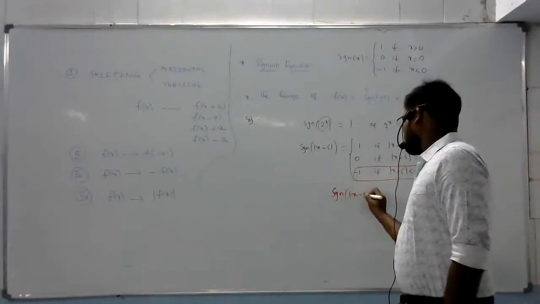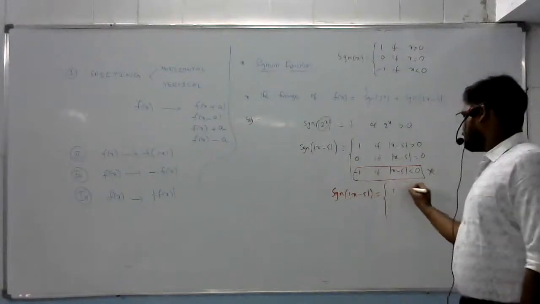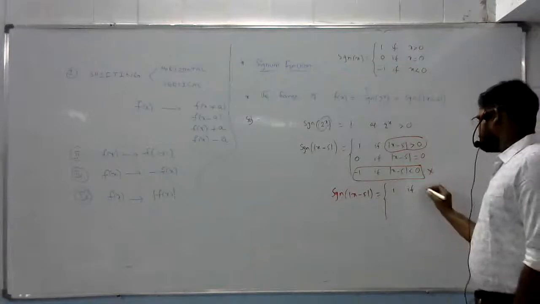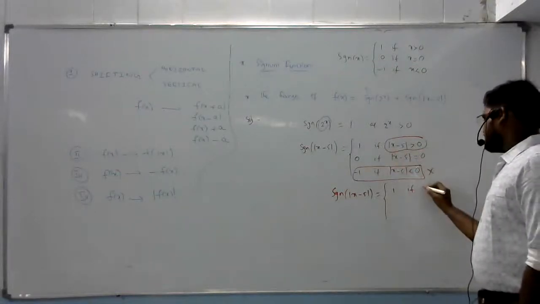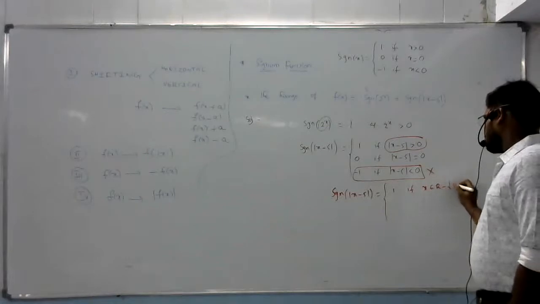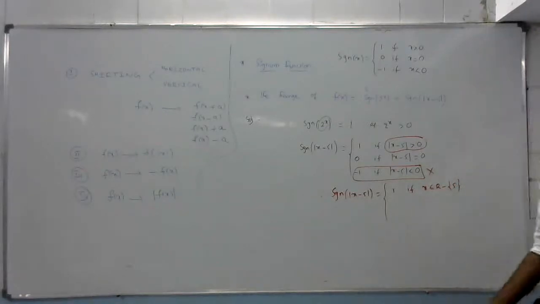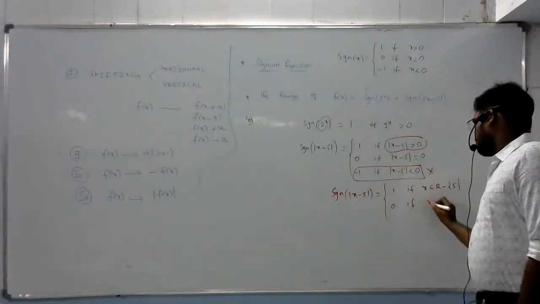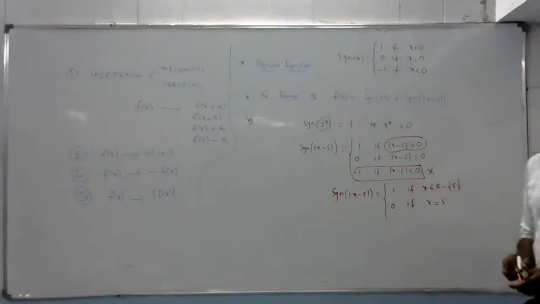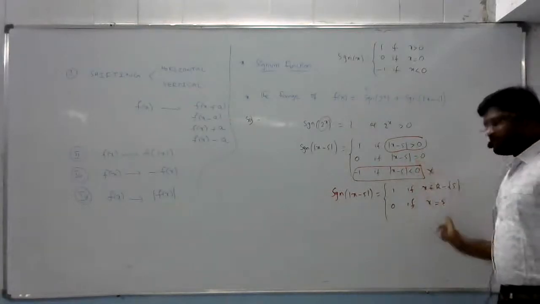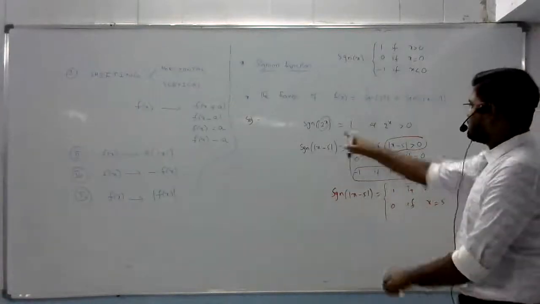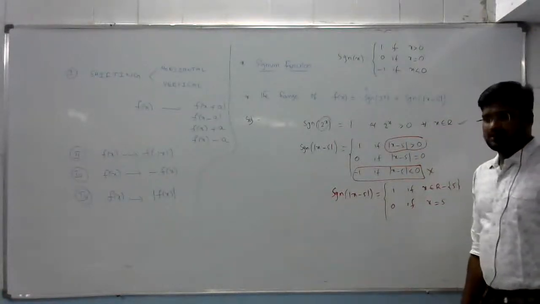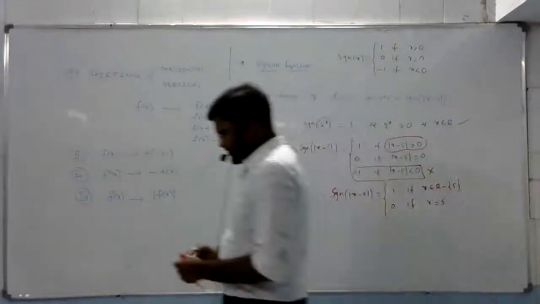Therefore, signum of modulus of x minus 5 is equal to 1 if, what about this one? When is modulus of x minus 5 greater than 0? For all x belongs to R except 5. Isn't it? It is greater than 0 for all real numbers except 5. 0 if x is equal to 5, because modulus of x minus 5 will be equal to 0 if x equals 5. And signum of 2 power x is 1 for all x belongs to R. Isn't it?